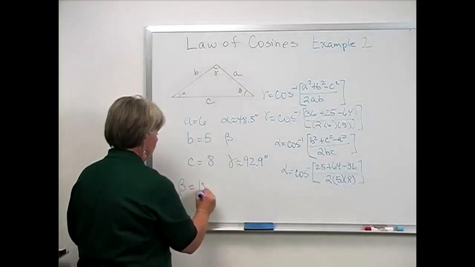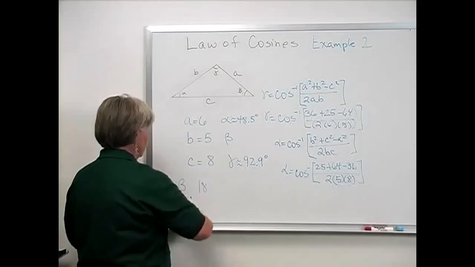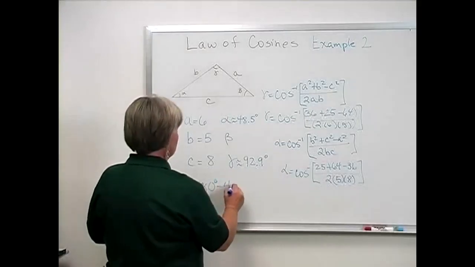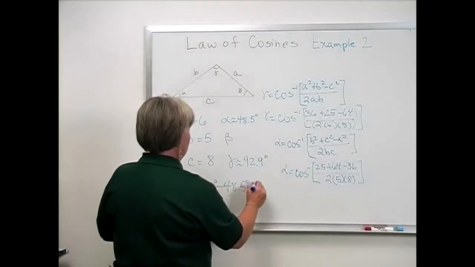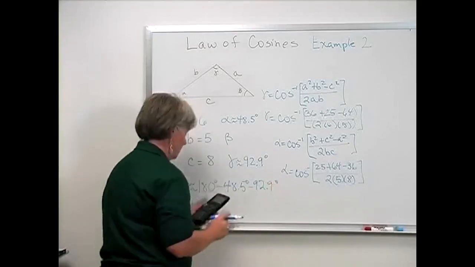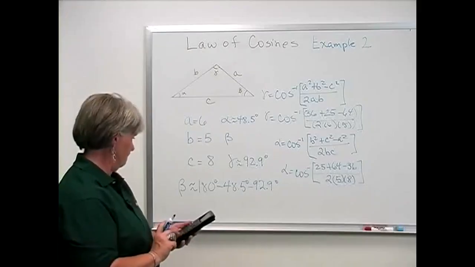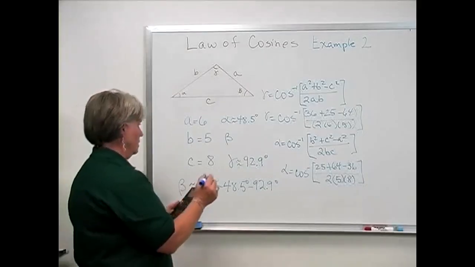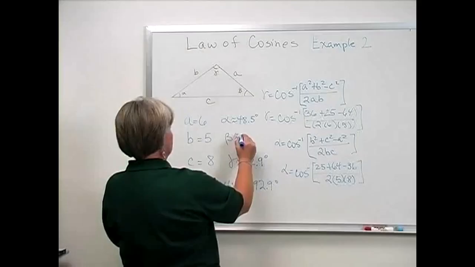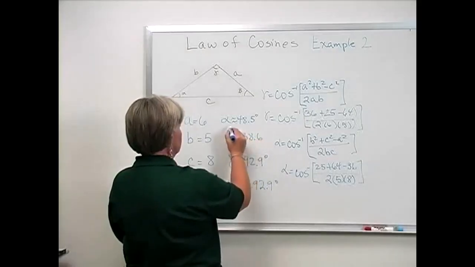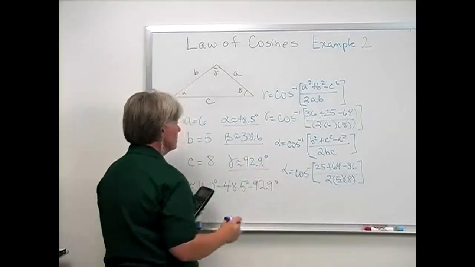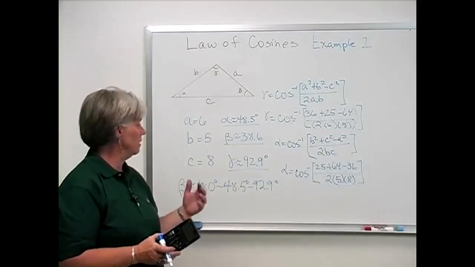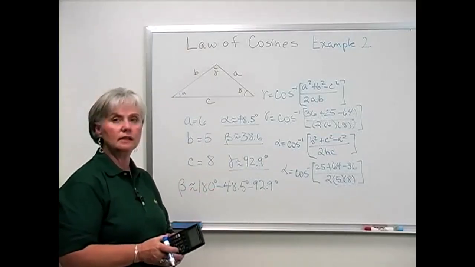We know the sum of the angles is 180, so we'll just subtract there. And let's see what we get for that. So we get beta is approximately 38.6 degrees. So we found these three angles. From the first two using the law of cosines, the third one was just subtraction. So now we've solved a triangle with the side, side, side scenario.